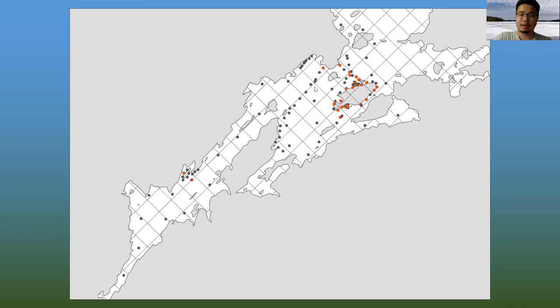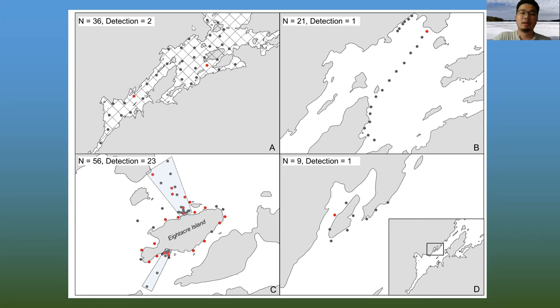Okay, to further break down the results. First year, I found two positive signals. One is near the island, one is near the suspected site. Although this is pretty coarse, it only had 36 samples, it's pretty sparse from each other across the lake.